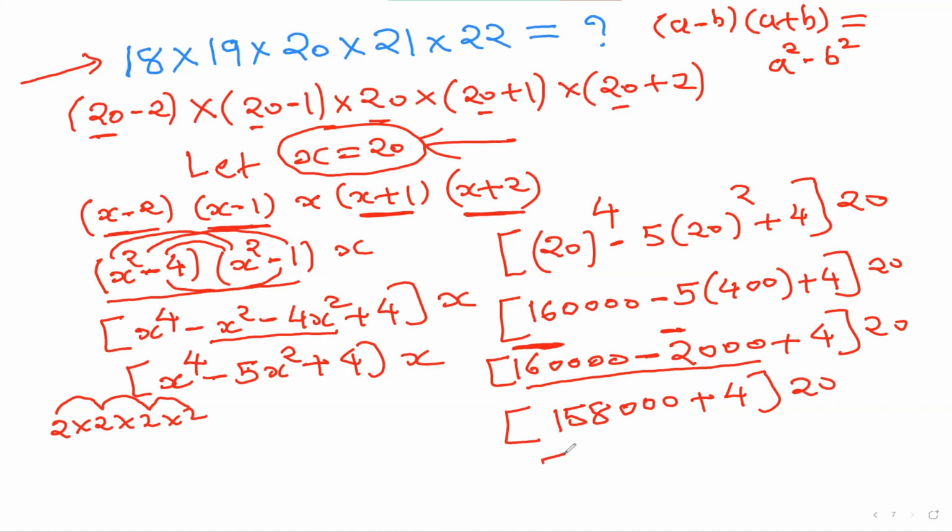So now this is going to be 158,004, and this is going to be multiplied by 20. 20, I can just do 2 and then times it by 10. 20 is 2 times 10, so I can just multiply by 2. Once I get my answer, then I can just put down the 0 at the end. So that will be simpler.